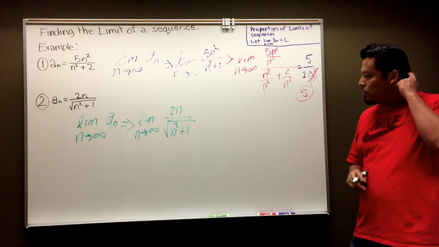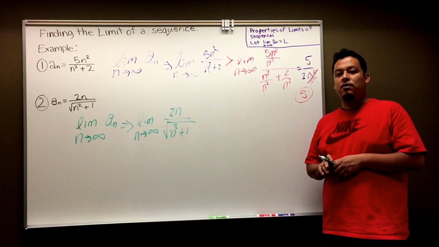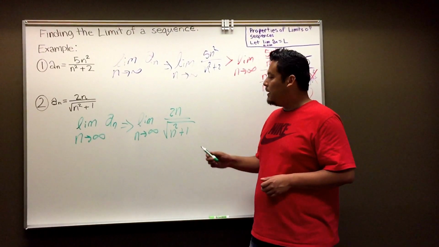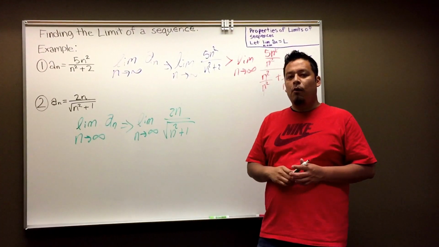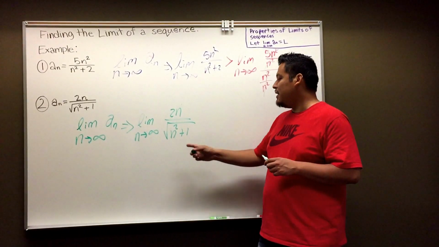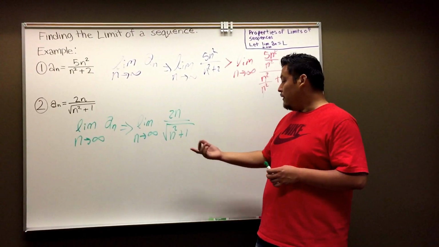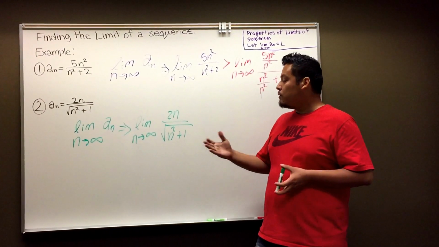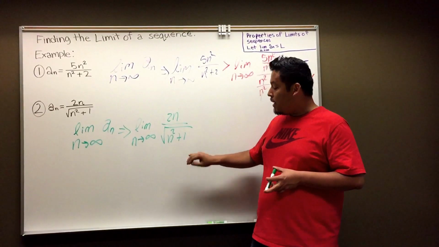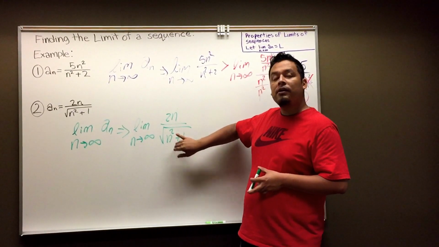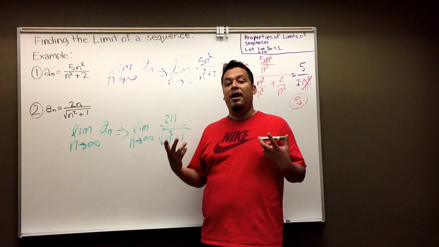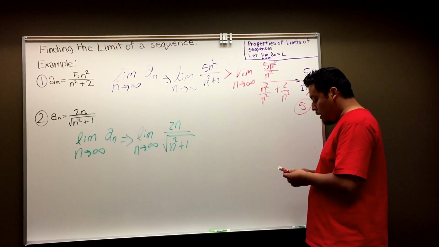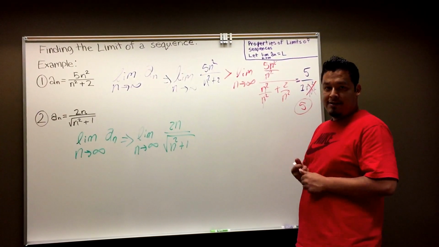So now let's try to identify the highest degree. We can clearly see that our highest degree will be n to the first. Why is it n to the first and not n squared? Well, if you look at it, n squared is within the square root. So if you were to simply think of n squared, not the plus 1, when you take the square root of it, it will simply be n to the first. Therefore, n to the first will be our highest degree in this problem.